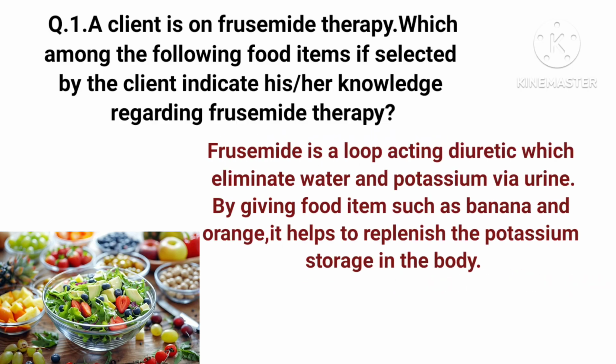Furosemide is a loop-acting diuretic which eliminates the water and potassium via urine. By giving food items such as banana and orange, it helps to replenish the potassium storage in the body.